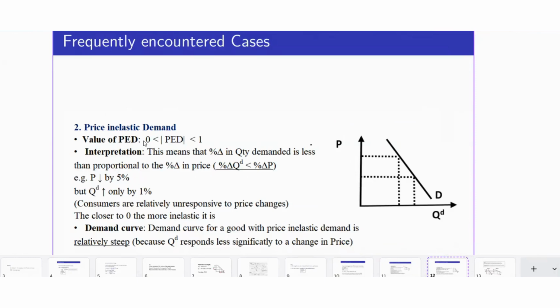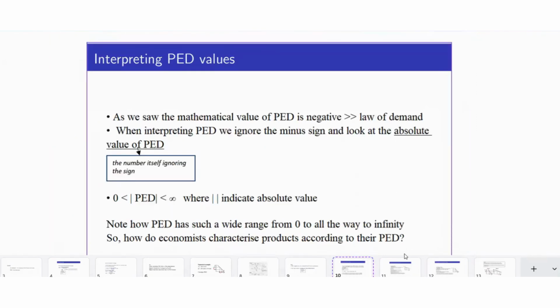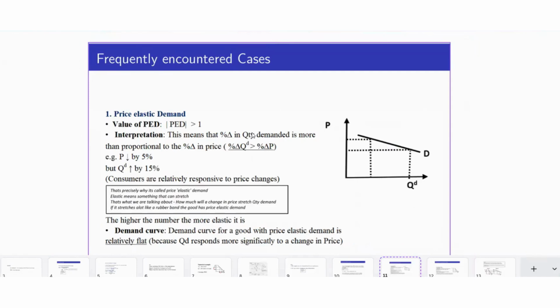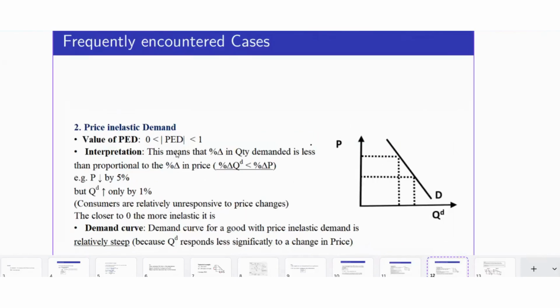So the interpretation of this is that the percentage change in quantity demanded is less than the percentage change in price. In elastic demand, it's the exact opposite. The percentage change in quantity demanded is more than the percentage change in price. That is why we said it's elastic, because we're talking about how, when price changes, how much quantity demanded stretches. If it stretches a lot like a rubber band, we say it's elastic demand. But in the case of price inelastic demand, when price changes, quantity demanded does not stretch by a lot. So we say it's inelastic demand, right? Elastic means something that can stretch easily. So in this case, when price changes, quantity demanded does not stretch by a lot.